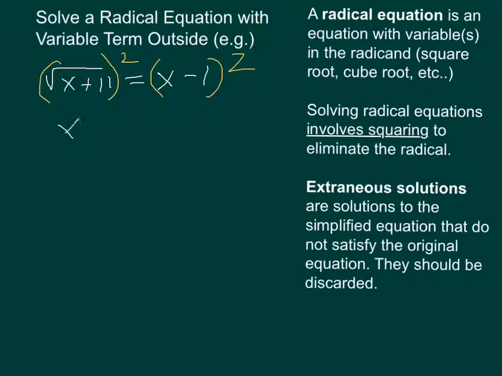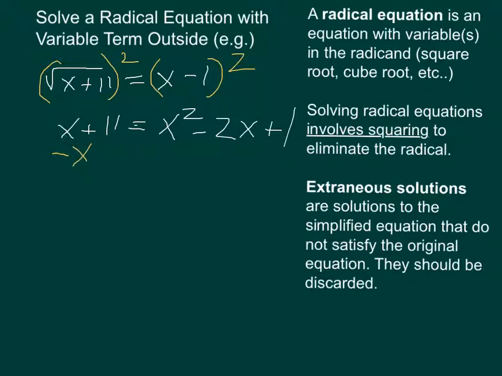On the left, it does get rid of the square root, and I get the x plus 11. Now on the right, I have to square the whole thing, the whole x minus 1, which is going to give me x squared minus 2x plus 1. Now I have a quadratic equation which I need to solve.